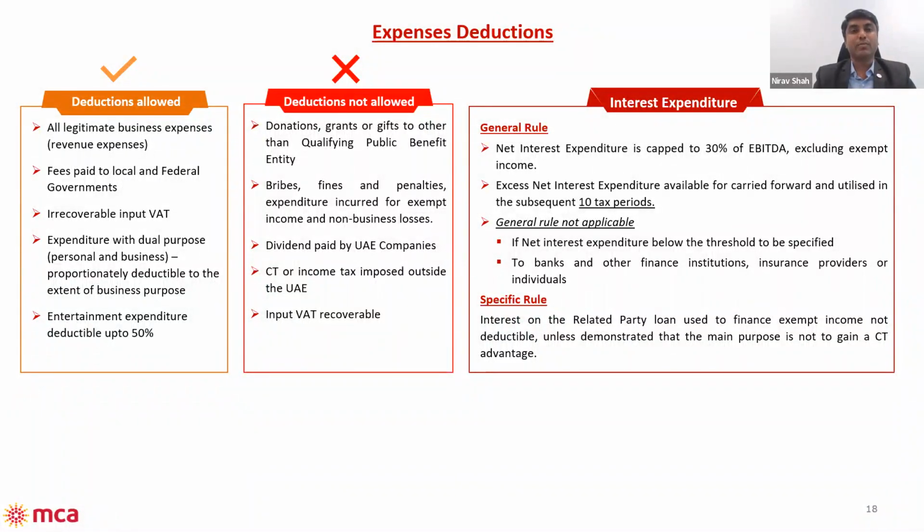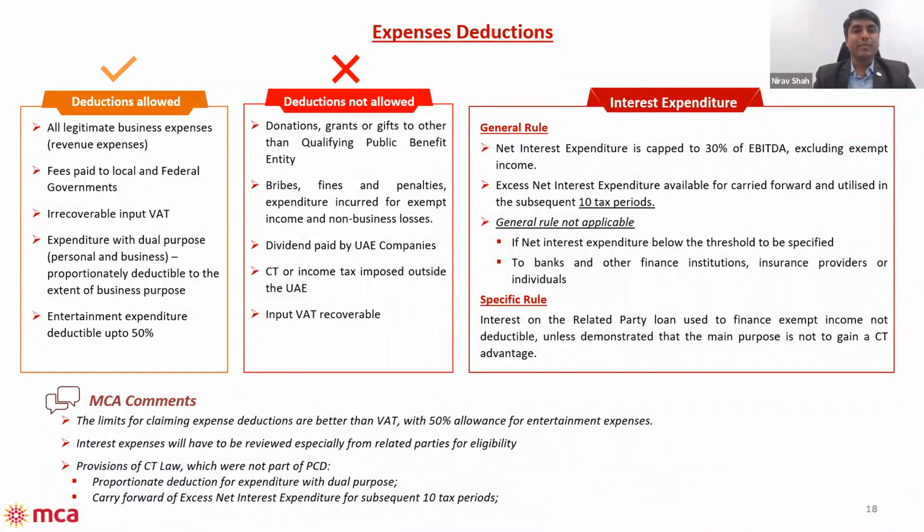And also this rule is not applicable to banks and financial institutions, because obviously money lending is their business. There's a specific rule that in case I have an interest expenditure relating to a loan which I've taken from a related party, and that loan has been used to fund an exempt income. That means if I use that loan to give a dividend or other profit distribution to a shareholder, that dividend may be exempt in the hands of an individual. Accordingly, if that's happening, I will not get the deduction of that interest expenditure while calculating the taxable income. So the entity will not get the deduction.